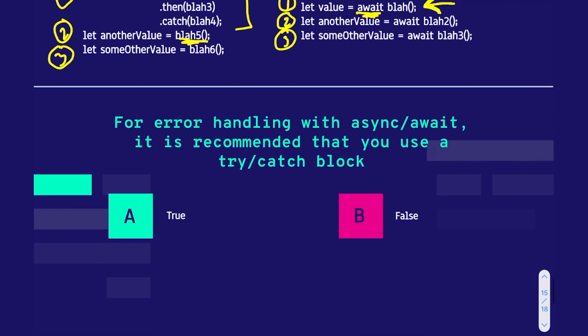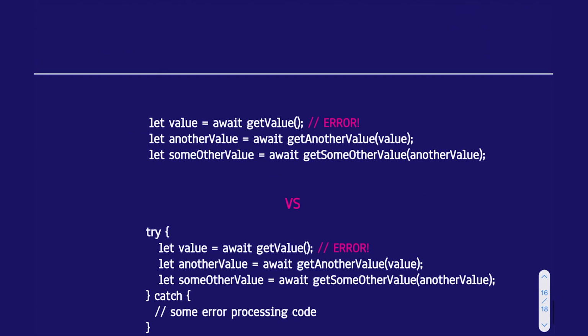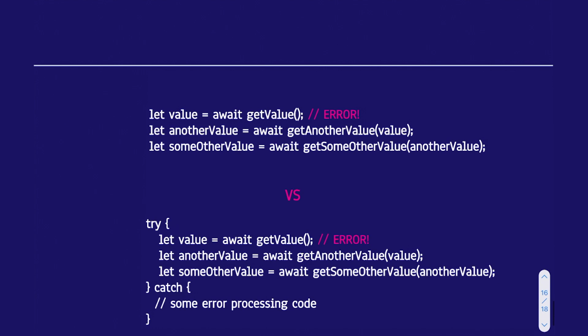Alright, next question. For error handling with async await, it is recommended that you use a try-catch block. A, true, B, false. The answer is true. So as I mentioned above, when we're calling await, we're waiting for whatever async function is to the right of it to finish running before we can move on to the next line of code.